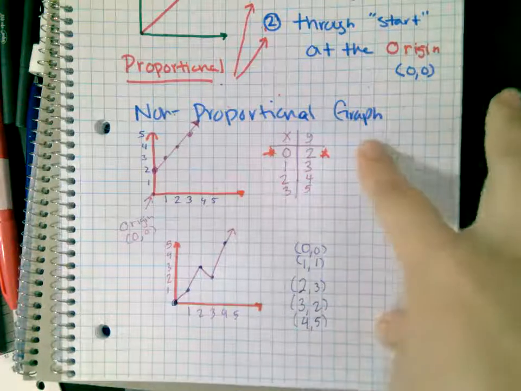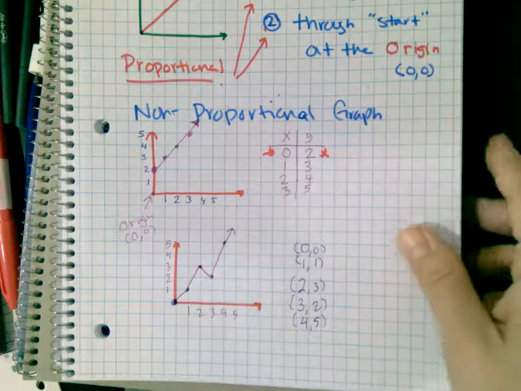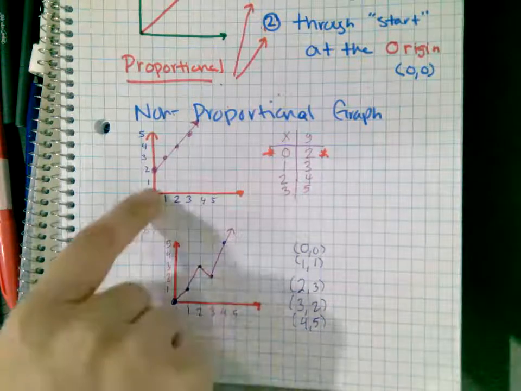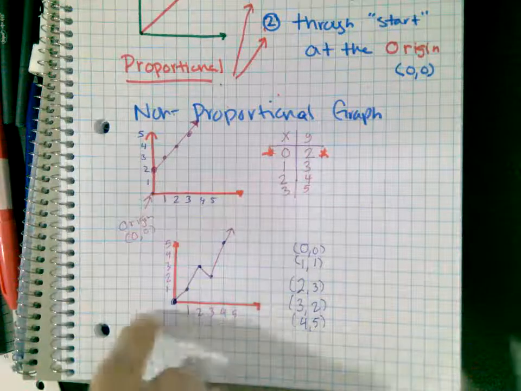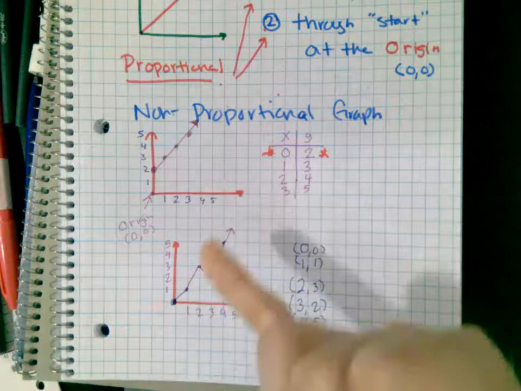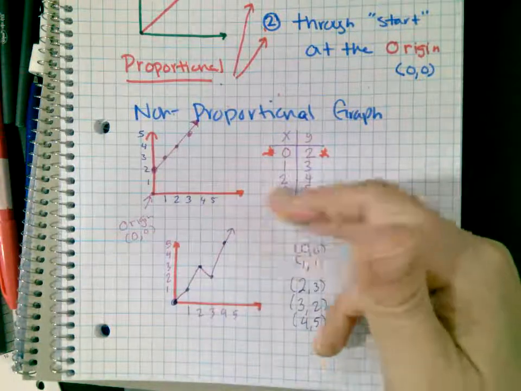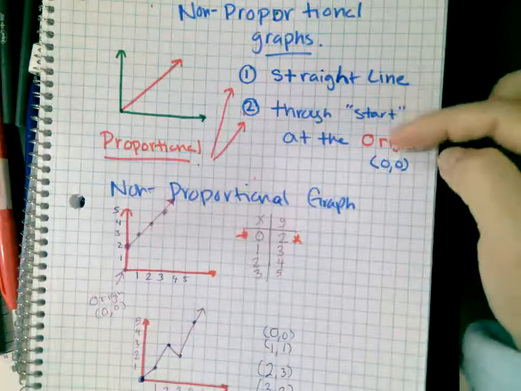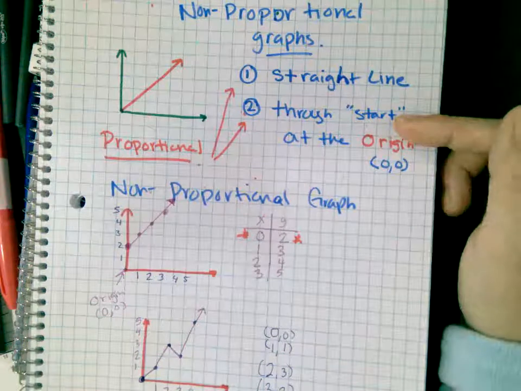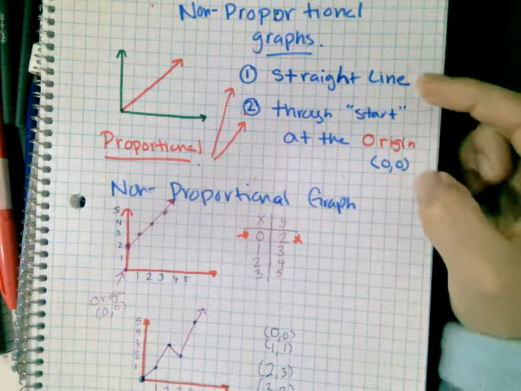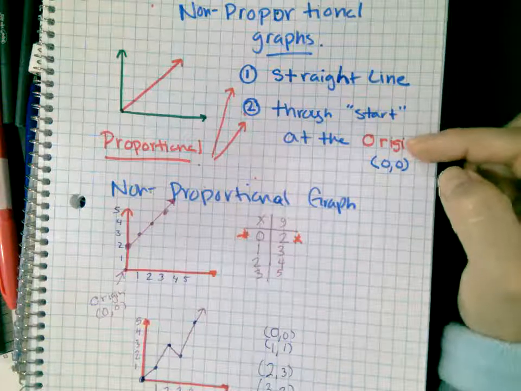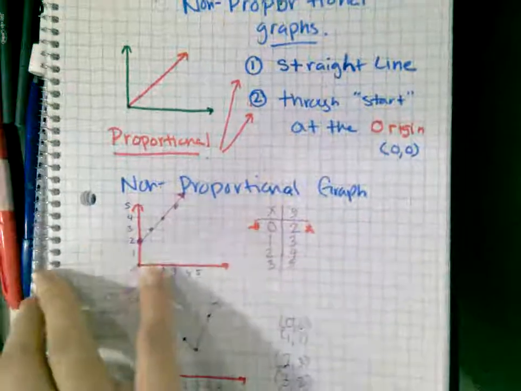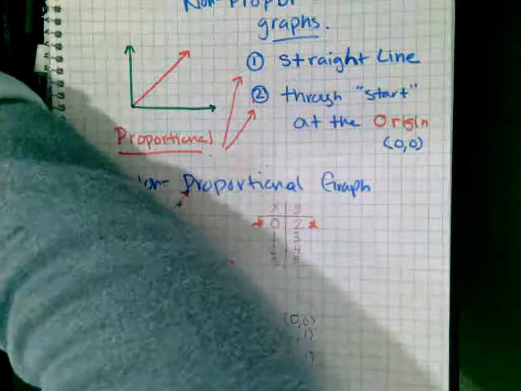Okay, so these are just 2 examples of non-proportional graphs. Non-proportional means it's either not a straight line or it doesn't start at the origin or both. It doesn't have to be together. As soon as one of these is not true, it's over. Game over. These 2 must be true. It has to be a straight line and it has to start at the origin in order for it to be proportional. Anything else is called non-proportional. Okay? So let me show you some examples.